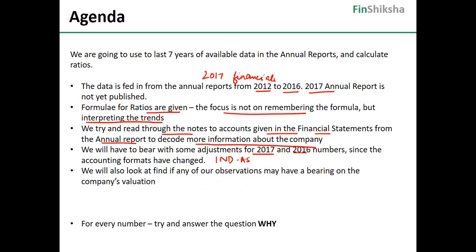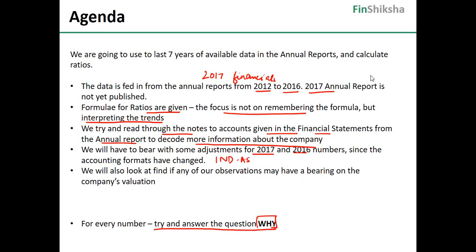Absence of the annual report creates a little bit of a challenge because at this point we only have a financial statement of the company and from where we have taken that data. We'll also look at any observations that may have a bearing on the company's valuation. Basically, for every number that we look at, for every ratio that we calculate, we try and answer the question why, which is why do I see this trend? Why is the margin going up or going down? Why is the debt equity number moving up or moving down? That's what we're going to primarily look at.